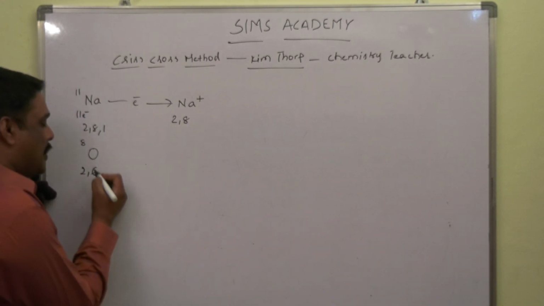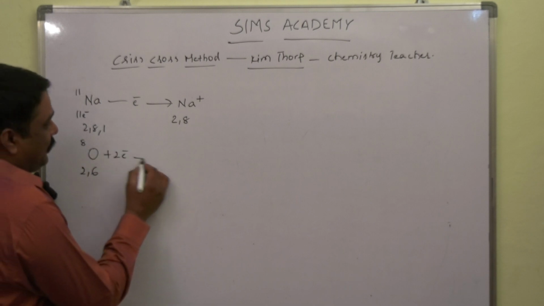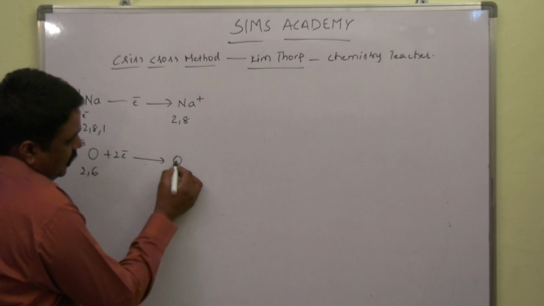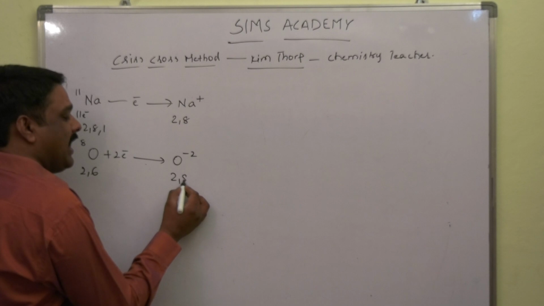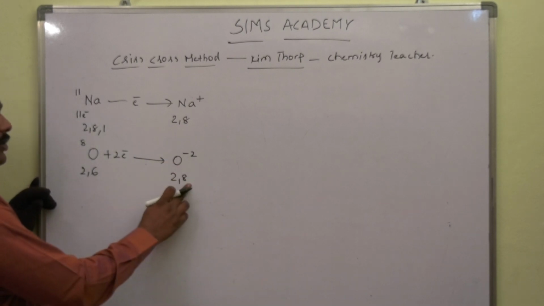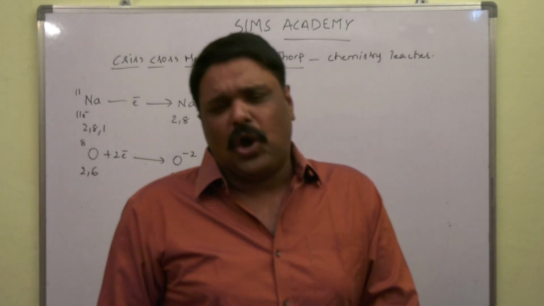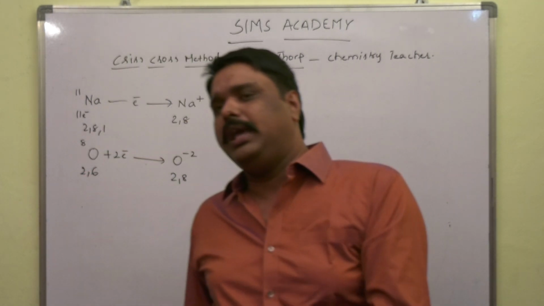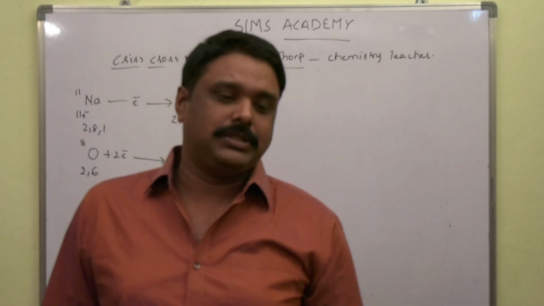This oxygen has 6 electrons and it wants to take 2 electrons. It takes 2 electrons. The electrons are negatively charged and hence it forms O minus 2, and it gets 2 more electrons in the second orbit. Hence it becomes stable. That means all these atoms, either by losing or gaining electrons, form ions.